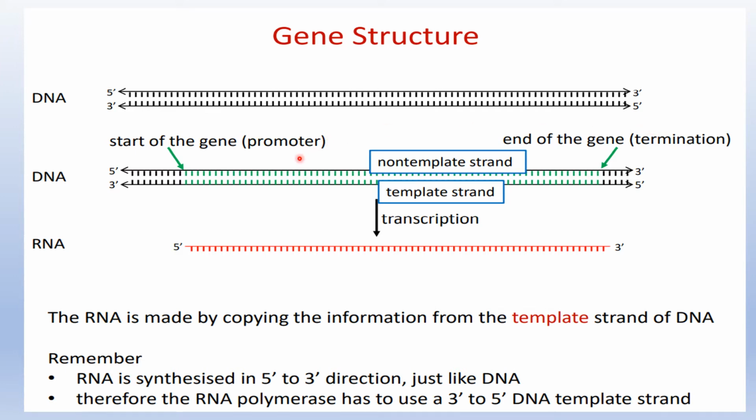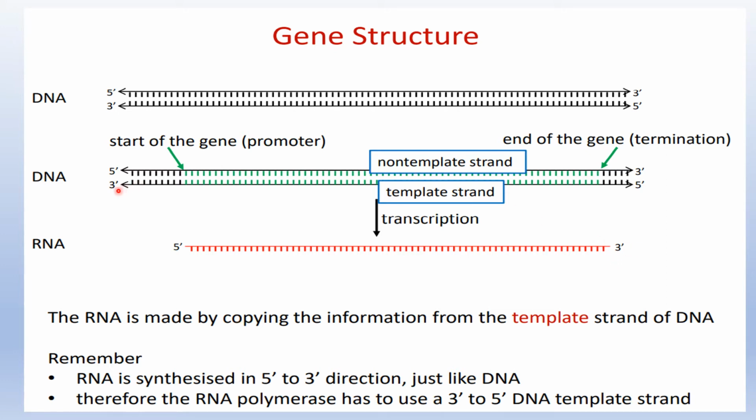This signals the DNA to unwind so that the RNA polymerase enzyme can read the bases of the DNA strand, this template strand. So it will read the bases of the template strand and make the complementary sequence of bases of this template strand. See, RNA is made by copying the information from the template strand of DNA and it is synthesized in a 5 to 3 prime direction, just like DNA.